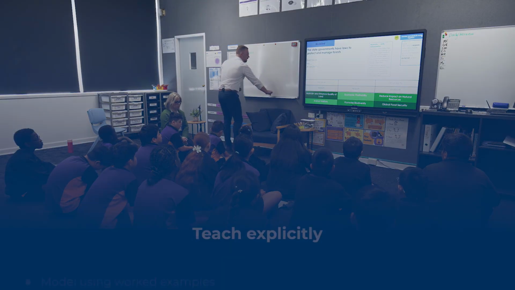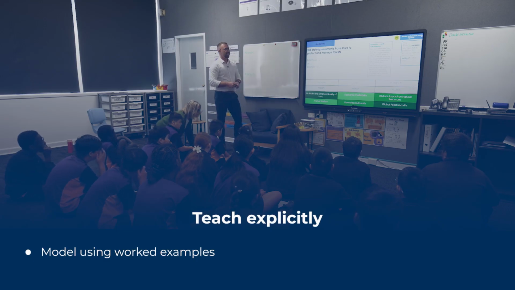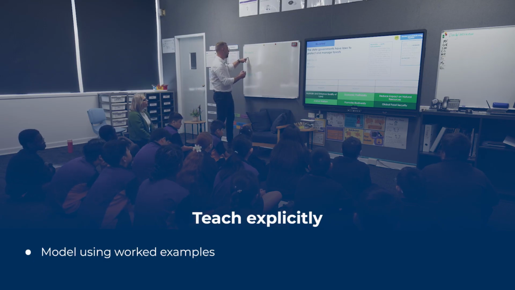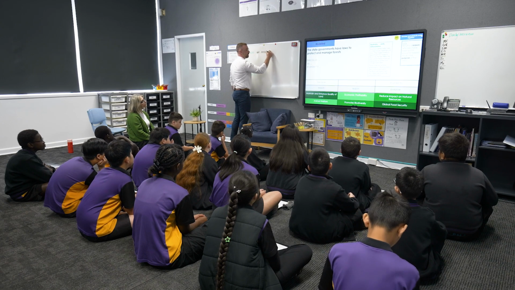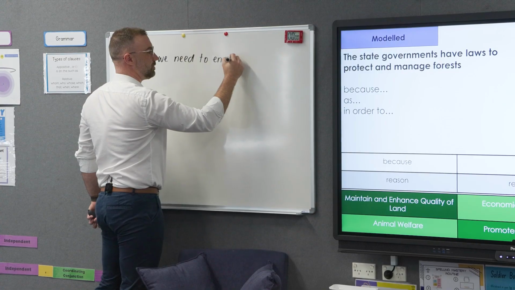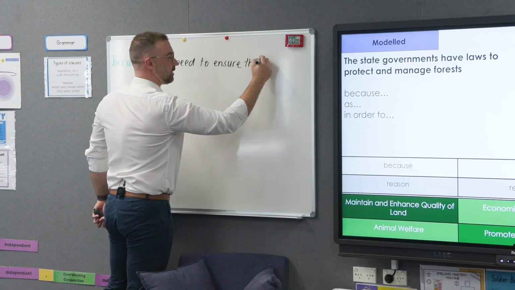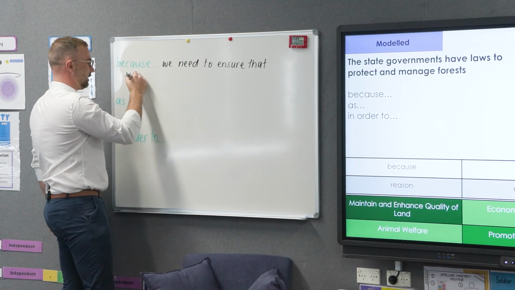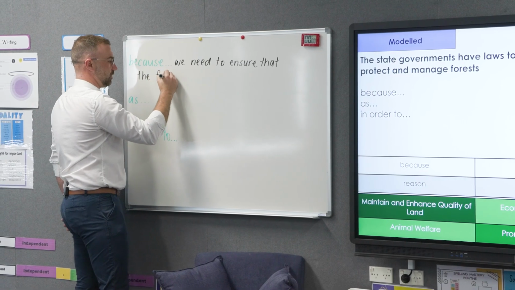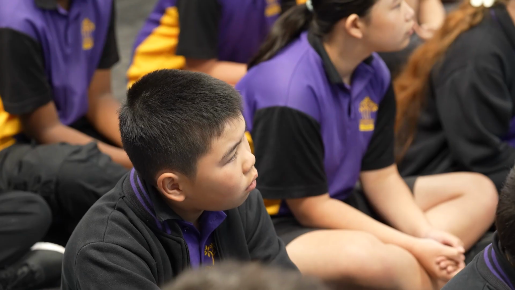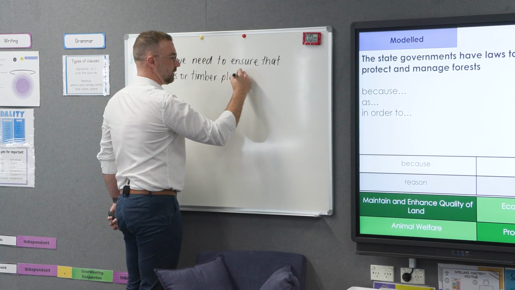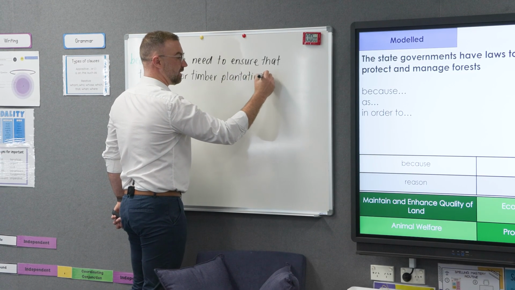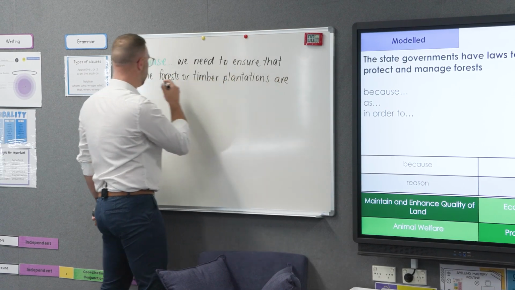All right, so I'm going to start with because. So, the state governments have laws to protect and manage forests because we need to ensure that these forests or timber plantations are sustainable.